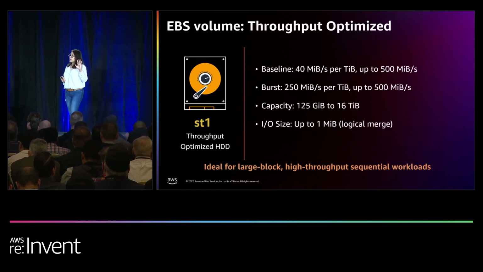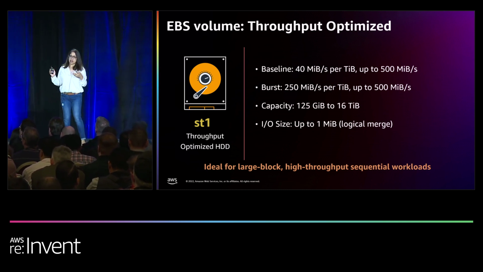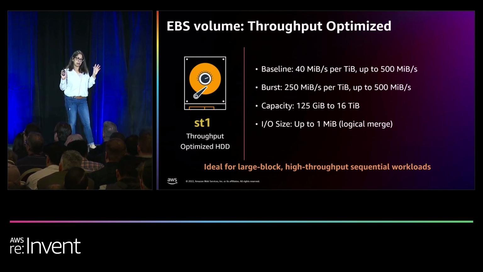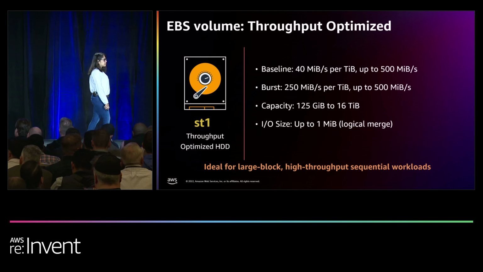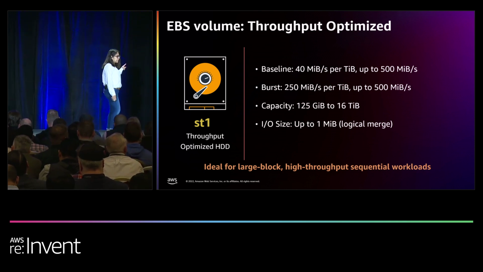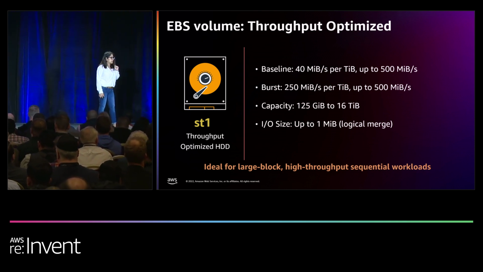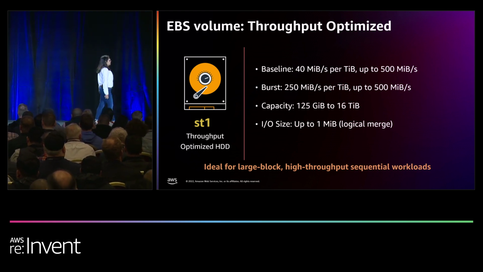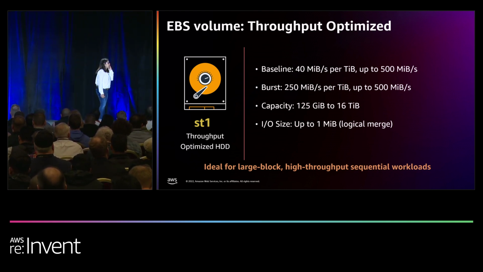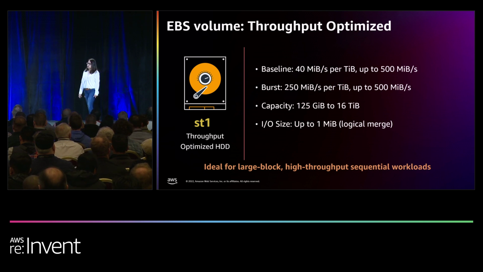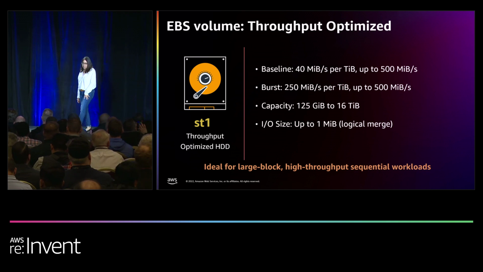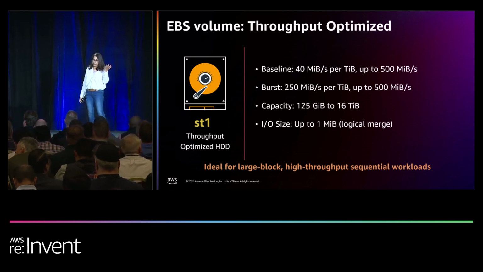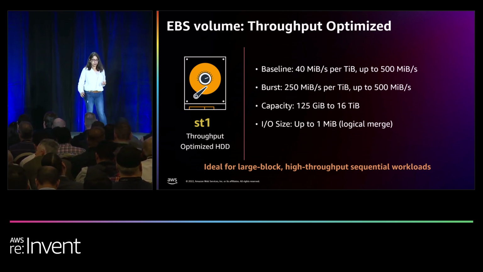So we talked about our SSD backed product. Now I'll move on to a little bit about our hard drive backed product. I mentioned this before. It's throughput optimized, not latency, not IOPS optimized. When we think about performance, we think about throughput here. It comes with a baseline performance of 40 megabytes per second, and you can go up to 500 megabytes per second. There is a burst, and it supports up to 500 megabytes per second on that as well.